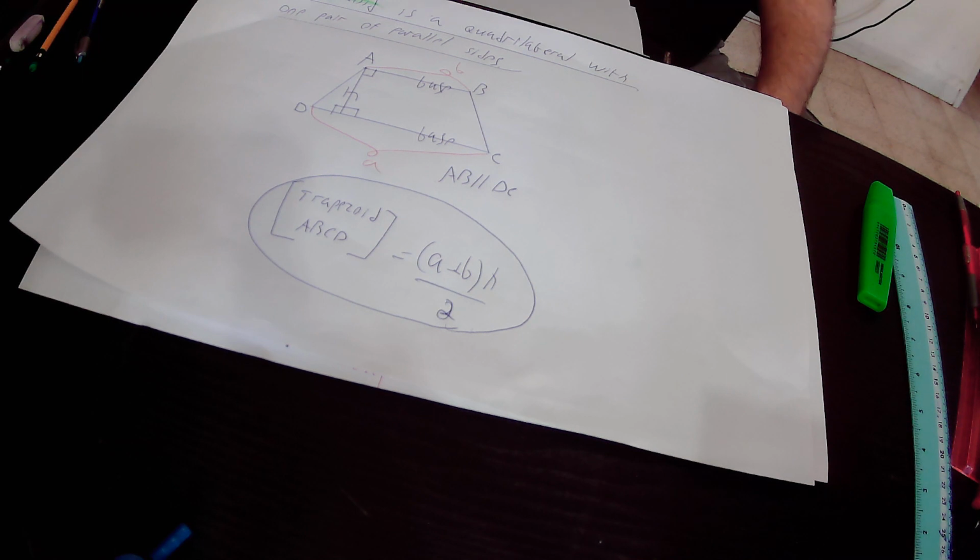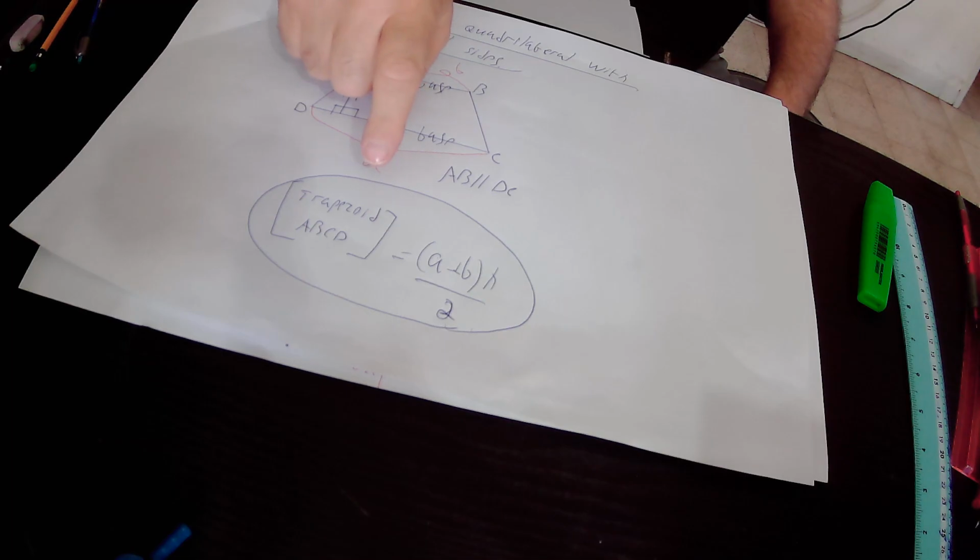The two parallel sides, that is to say AB and DC, are defined as the bases of this trapezoid. So the base AB equals b according to our definition, and the base DC equals a. So what is the area of this trapezoid ABCD? The area equals the sum of its two bases, b plus a or a plus b, times the height over 2. Again, the area of trapezoid ABCD equals a plus b times h over 2.